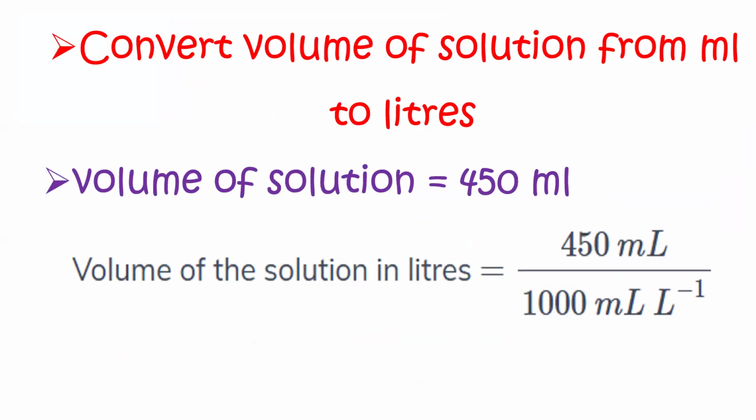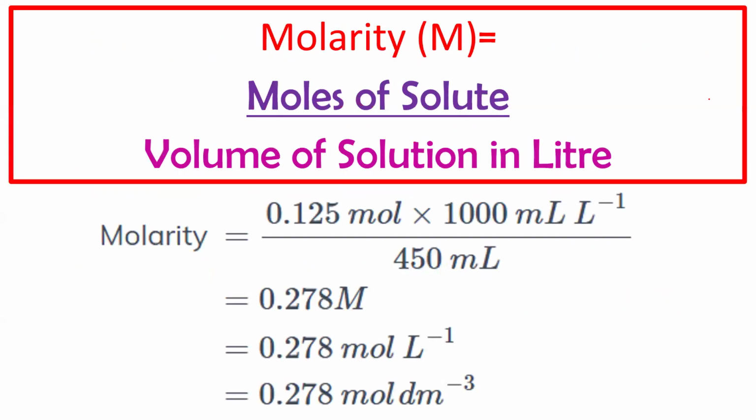Next, convert the volume of solution from ml to liter. The question is in ml, but we are finding per 1 liter of solution, right? So we have to convert it into liter. How can we convert? Just 450 ml by 1000, that is 450 by 1000. It gives the volume of the solution.